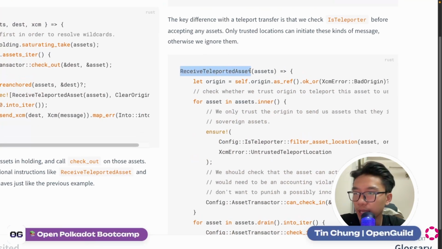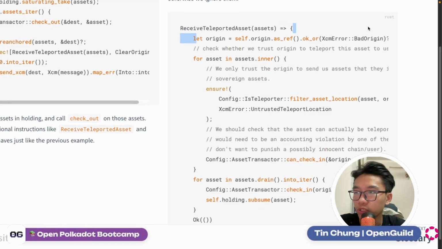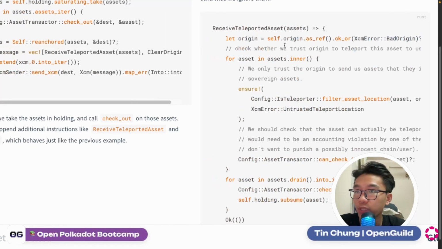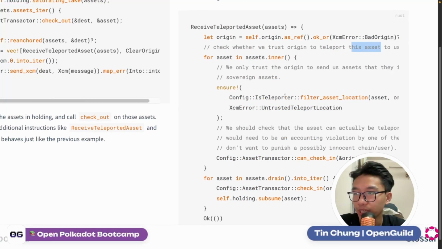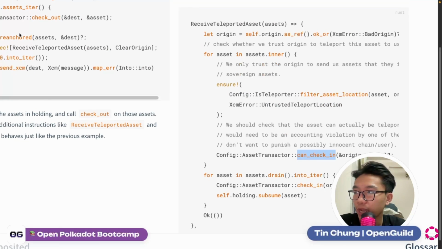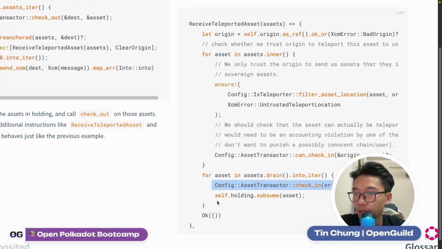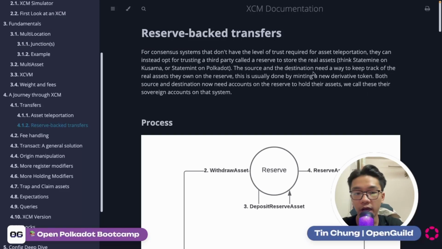Then later on, we have the receive teleported asset, and you can see that the receive teleported asset uses the local consensus system origin, and checks whether we trust the origin to teleport the asset to the current chain. If it's a teleporter, then we accept, or we throw this error. And if it can accept, we check out the asset. That means we bring the asset out. And then we check in the asset. Then we go through all the assets and we subsume them into the holding register. And that is for the asset teleportation.